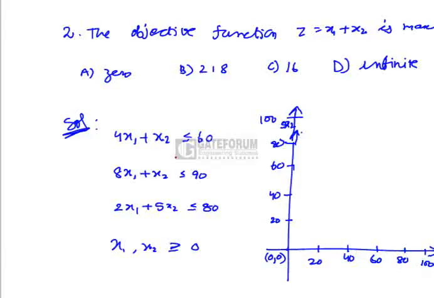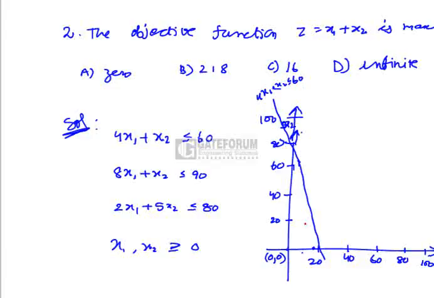Okay, now consider the first constraint, that is 4x1 plus x2 less than or equal to 60. Here at x2 is equal to 0, x1 is equal to 15. Let us say this is a point of 15, and at x1 is equal to 0, x2 is equal to 60. Now join these two points. So this is the line of constraint 4x1 plus x2 less than or equal to 60.